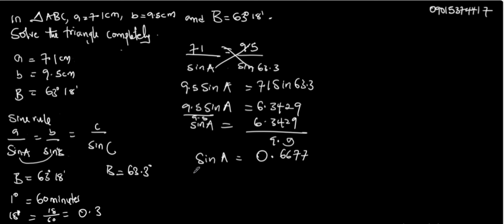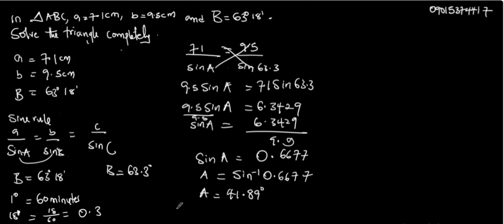6.3429 divided by 9.5. We have sine A equals 0.6677. So to find our A, sine crosses to the other side and becomes arcsine. So our A is equal to sine inverse 0.6677. This gives us angle A equal to 41.89 degrees.